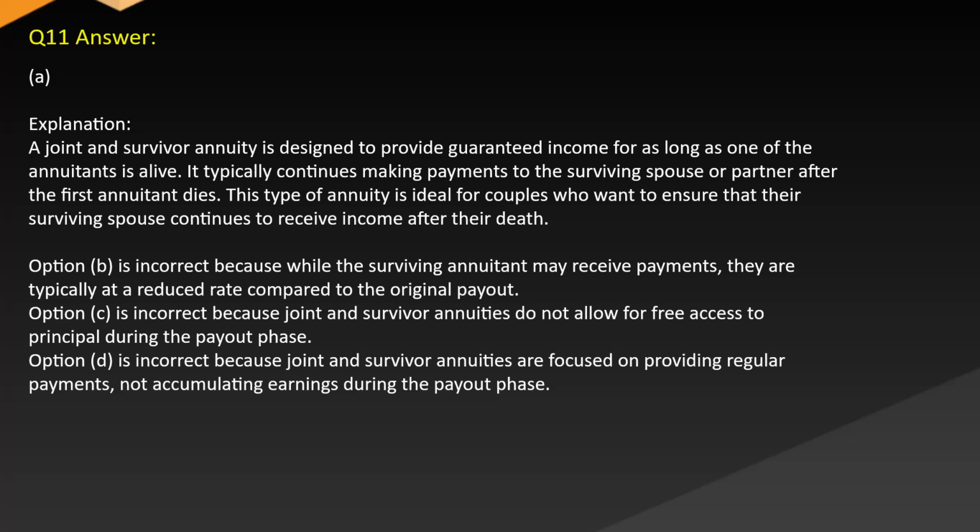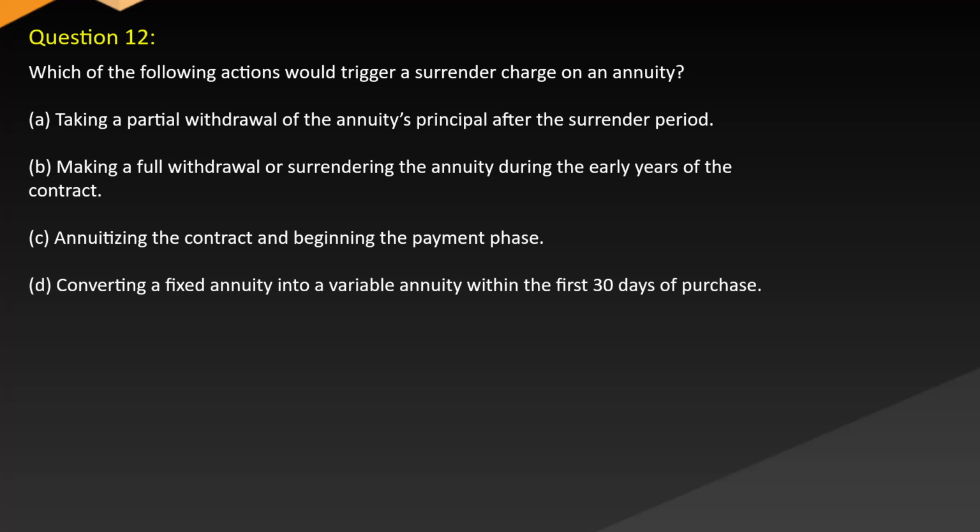reduced rate compared to the original payout. Option C is incorrect because joint and survivor annuities do not allow for free access to principal during the payout phase. Option D is incorrect because joint and survivor annuities are focused on providing regular payments, not accumulating earnings during the payout phase. Question 12. Which of the following actions would trigger a surrender charge on an annuity?